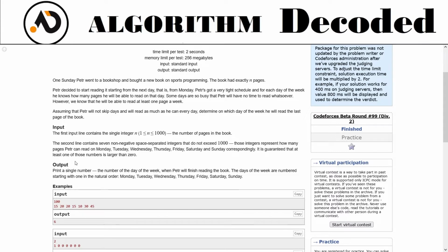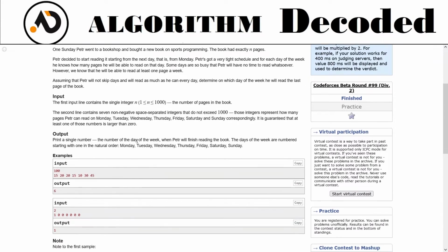Output. So print a single number, the number of the day of the week when Peter will finish reading the book. The days of the week are numbered starting with 1 in natural order. Monday, Tuesday, Wednesday, Thursday. ठीक है.